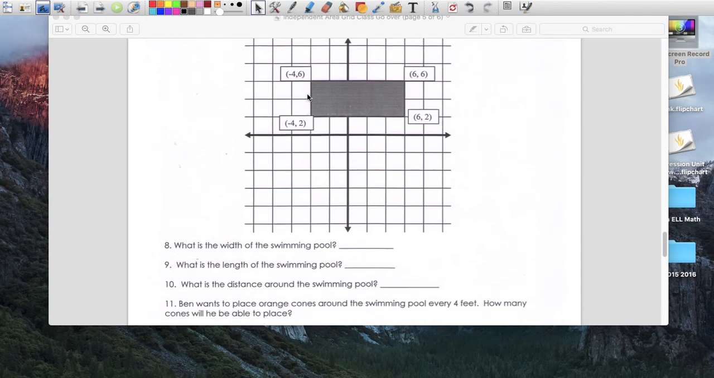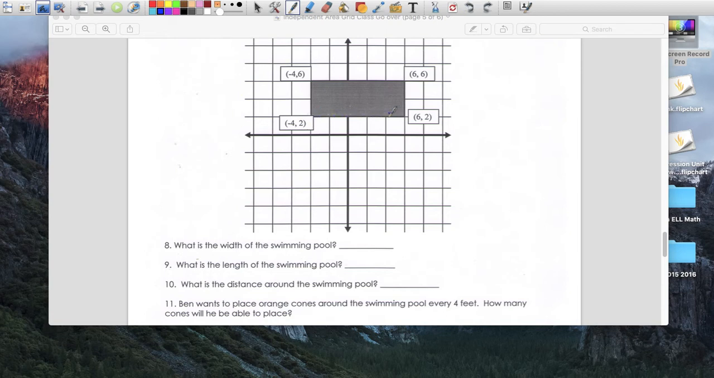The next question. If Ben wants to place orange cones around the swimming pool every 4 feet, well, I'm assuming each square is 1 foot. The problem never said that each one measures 1 foot. So every 4 feet, how many cones will he be able to place? Well, let's see. Let's start at that corner. Okay, so we start here.